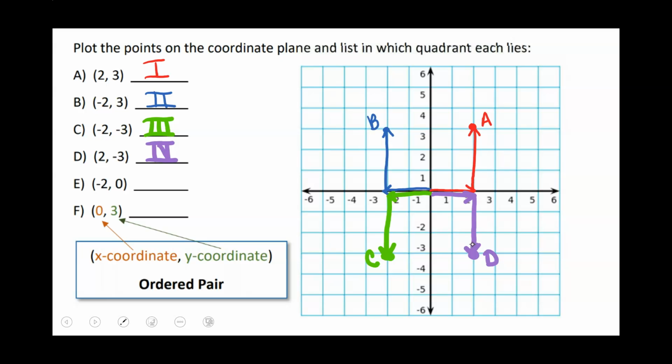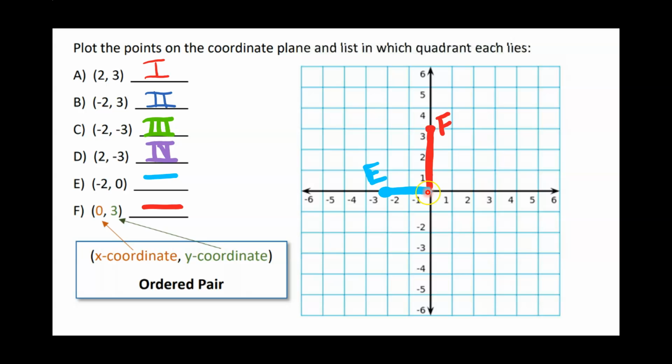Now we have a couple of points that aren't in a quadrant at all. We've got (-2, 0) and (0, 3). Now, when you have (-2, 0), you're going to start at 0 and you're going to go your horizontal negative 2, but for your y value, you don't move up or down at all. So this would be our point E, and you'll notice it's not in a quadrant because it's on the axis that divides the quadrants. You'll also notice that that point is on the x-axis.